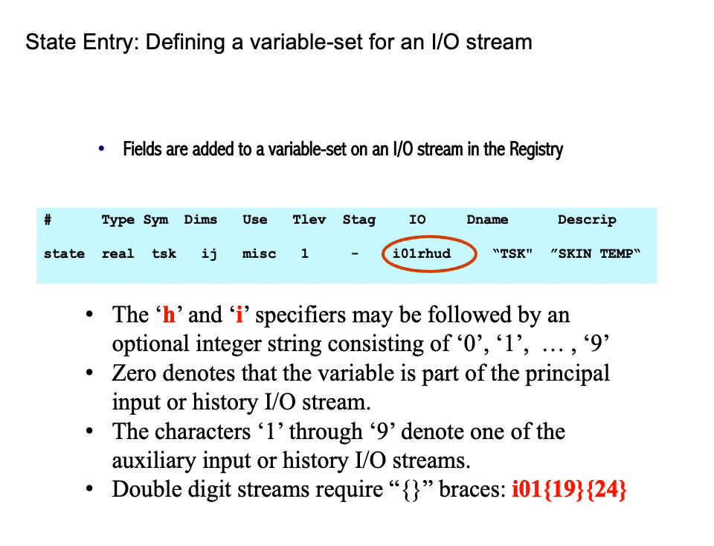If you have a stream that has more than a single digit, for example, stream number 24, you put curly braces around the 24.